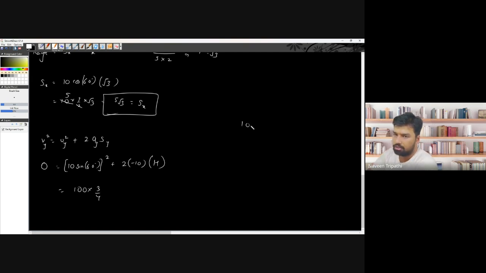Correct? 10 sine 60 is root 3 by 2. Squaring, 10 squared is 100, and root 3 by 2 squared is 3 by 4. Okay, fine. Next, 2 into 10 is 20 minus 20h.